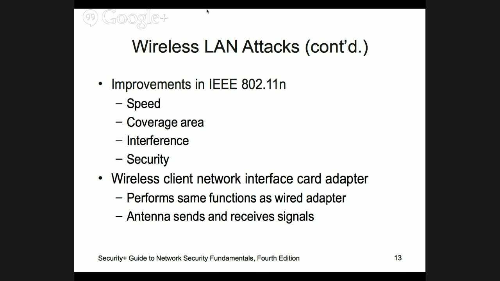So 802.11n added improvements in speed, coverage area, interference, and security. Now, interference had to do with it actually bouncing a little better around walls and ceilings, still not steel structures or electrical. It's still not going to be able to go through that for the most part. And then definitely increased security with N. That's where we have the WPA2 that we have currently, started in the N family.